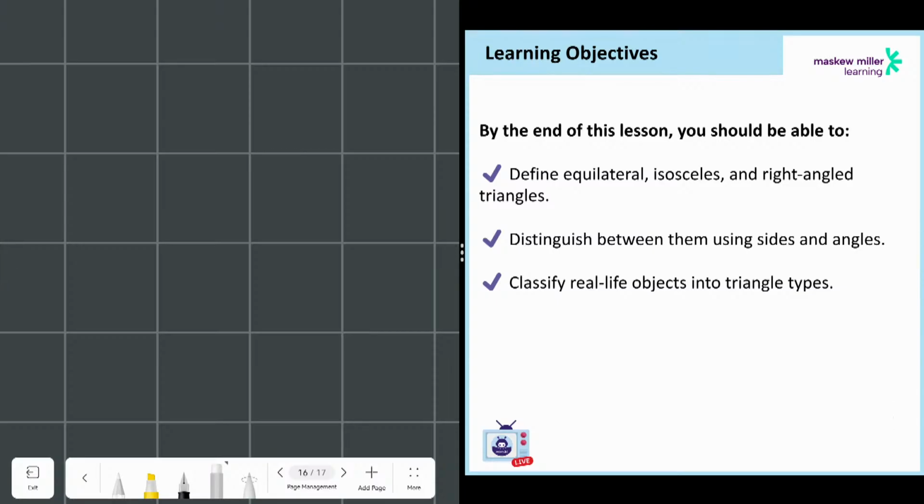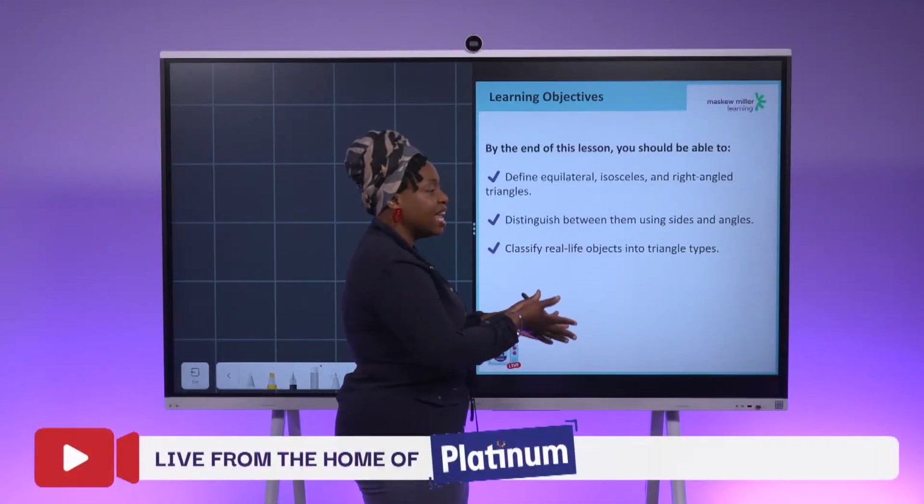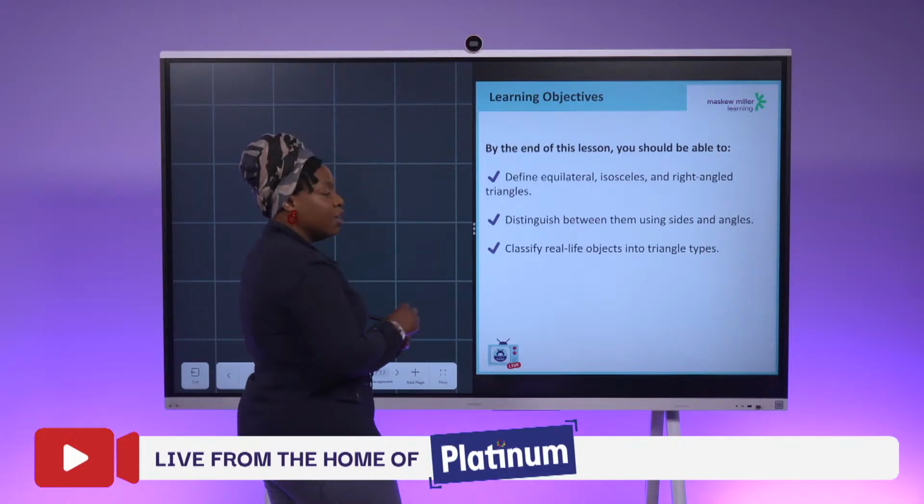The first thing you need to know at the end of this session is how to define different types of triangles: the equilateral triangle, the isosceles triangle, the right-angled triangle, as well as an ordinary triangle, which we call a scalene triangle. You need to be able to distinguish the different types of triangles by looking at their sides as well as their angles. In a real life situation, you should be able to say this triangle is a scalene, or this is a right-angled triangle, and so on and so forth.